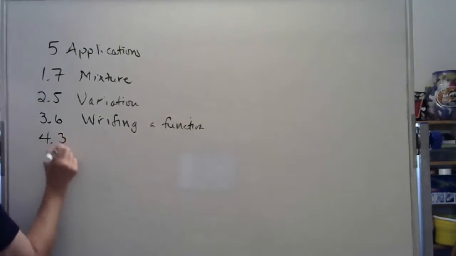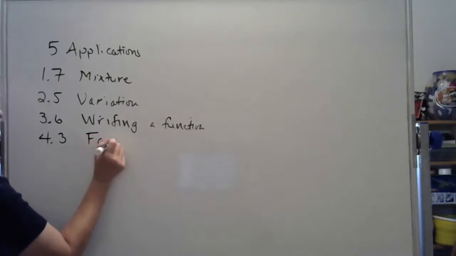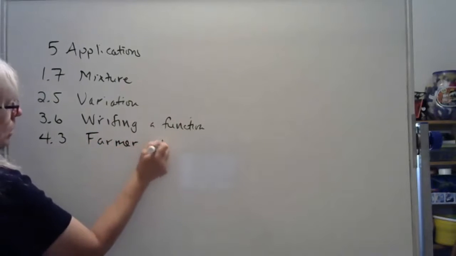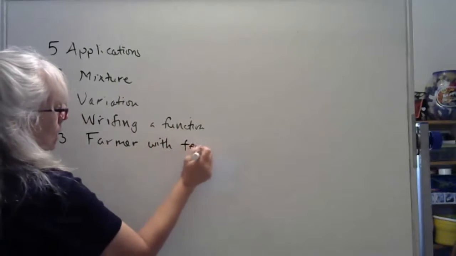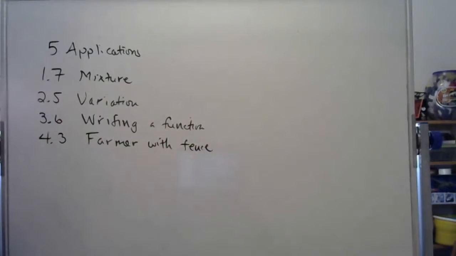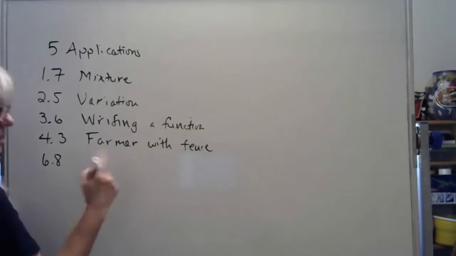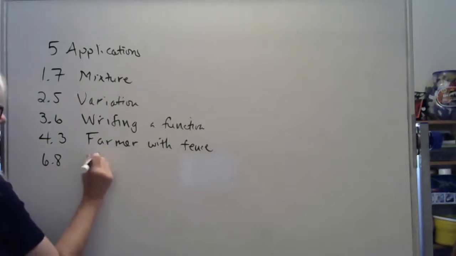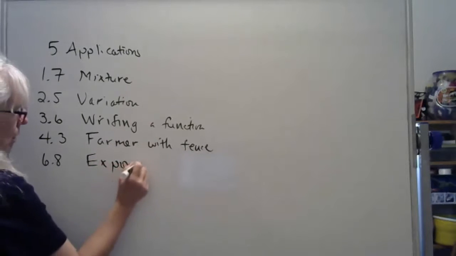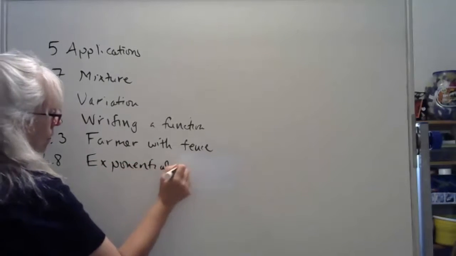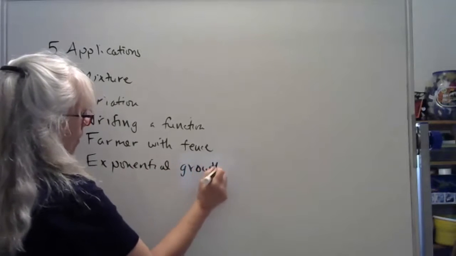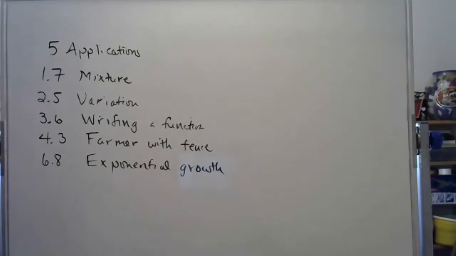You'll have one from section 4.3, which is the farmer and the fencing. Farmer with fence. That's where you need to be able to find the vertex and the maximum or the minimum. And then finally one from section 6.8 that you just saw yesterday on exponential growth. So those 5 application problems.